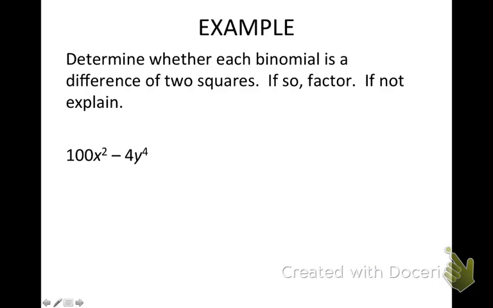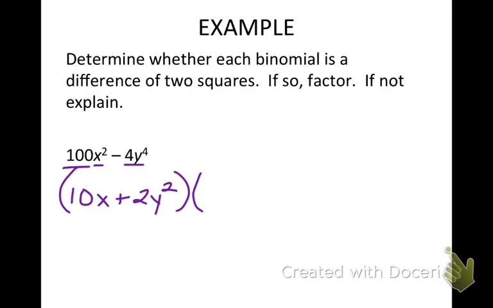100x squared minus 4y to the fourth. Is 100 a perfect square? Yeah. The square root of 100 is 10, square root of x squared is x. Square root of 4y to the fourth would be 2y squared. So then all you need to do is rewrite those with a plus and a minus. So 10x plus 2y squared, 10x minus 2y squared. Difference of squares.